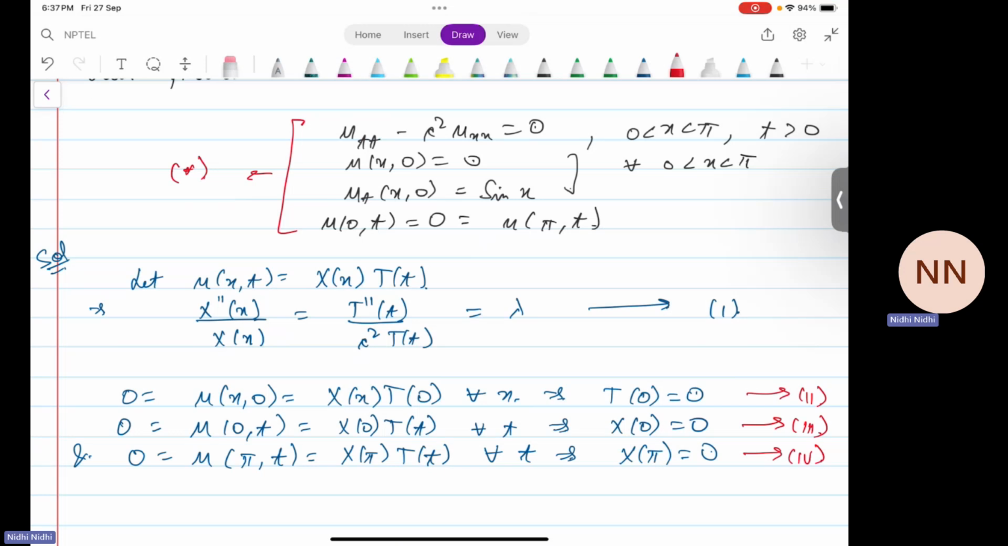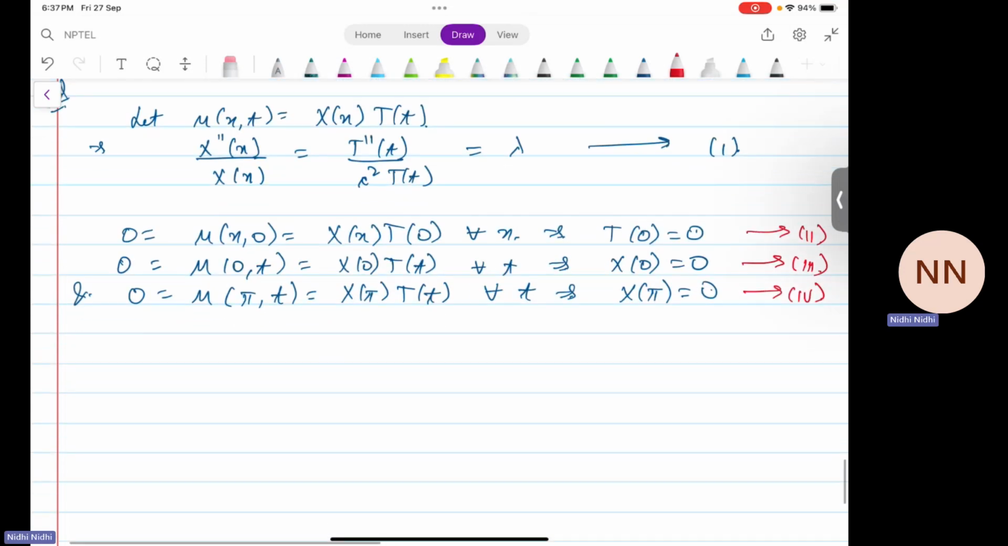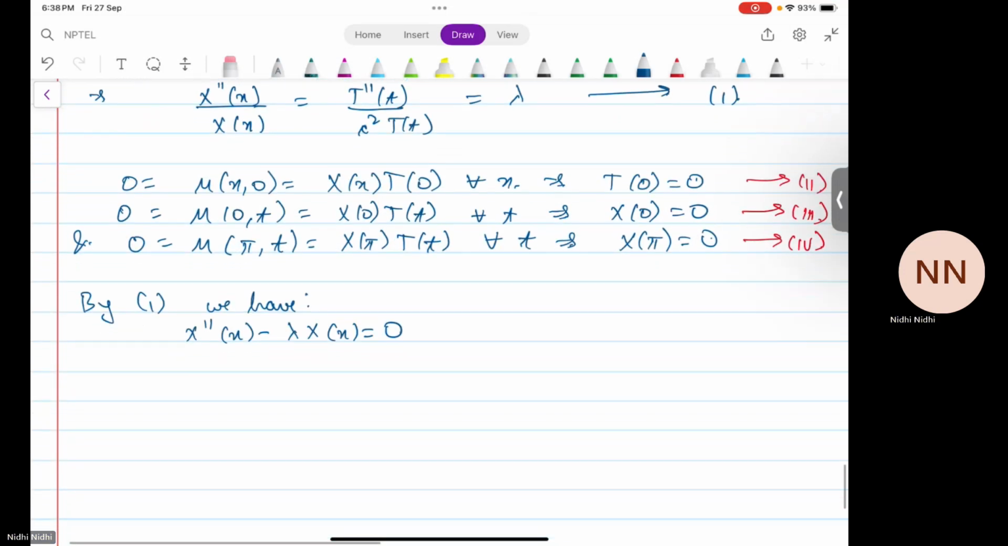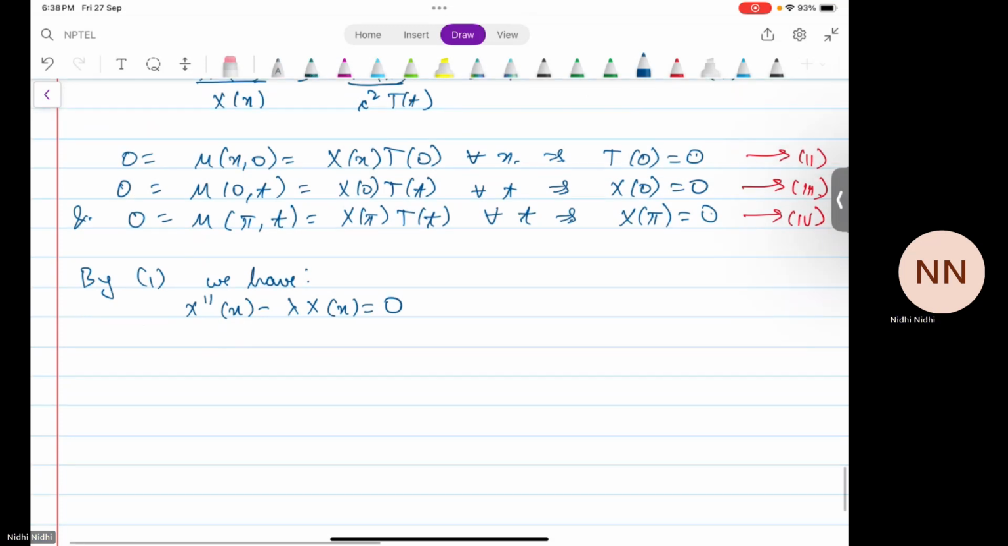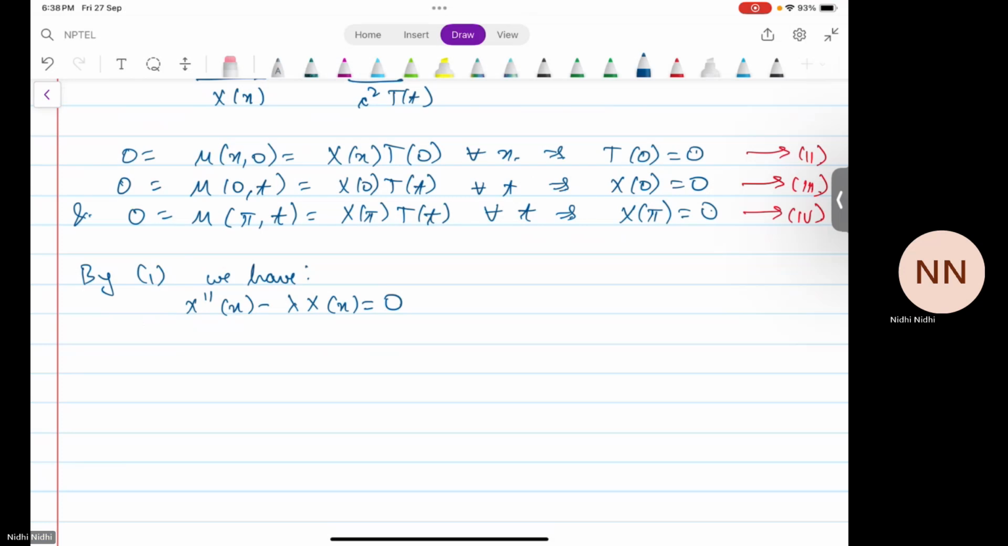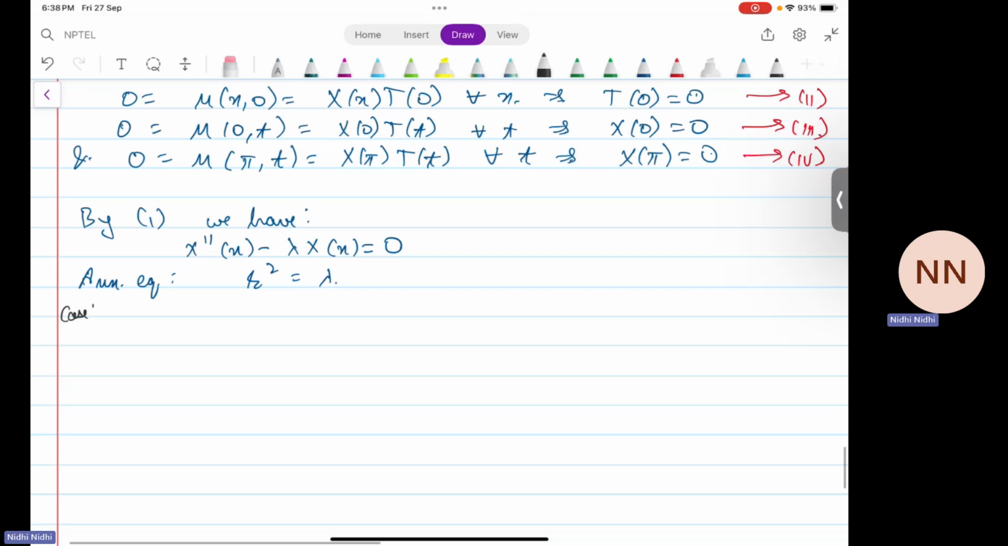So by first, we will again have two differential equations in variable x and t. By first, we have X double dash x minus lambda times X is equal to 0. So this is again a second order homogeneous linear differential equation. So it can be solved by using auxiliary equation. Its auxiliary equation is r square is equal to lambda. So again we'll have three cases. I'll not go into the details.